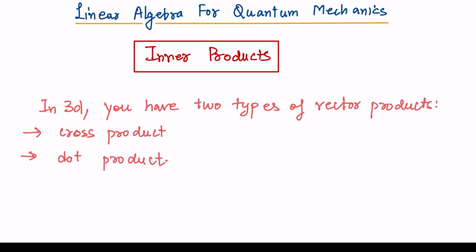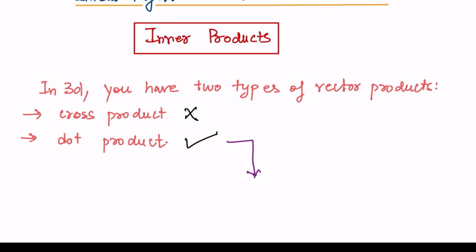So in 3D you have two types of vector products. One is the cross product and one is the dot product. The idea of linear algebra is to generalize the idea of an ordinary vector, and also to generalize the properties of this ordinary vector. Not all the properties, just some of the properties that you can safely generalize. You cannot generalize the cross product, but we can generalize the dot product, and the generalization of the dot product is known as the inner product. Now we're going to see how we generalize the notion of the dot product.